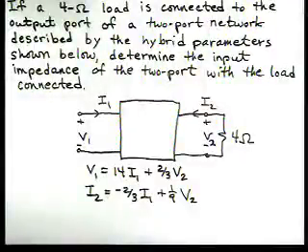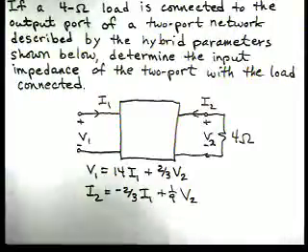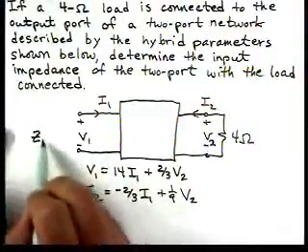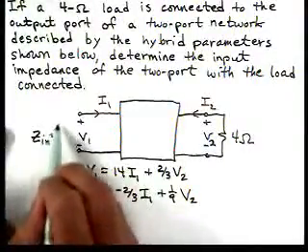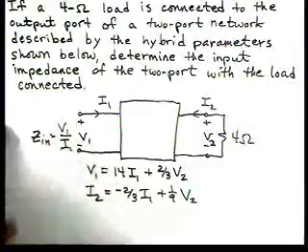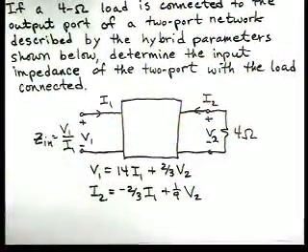In this problem, we're asked to connect a 4 ohm load to the output port of a 2-port network described by the hybrid parameters shown below. Determine the input impedance of the 2-port with the load connected. So the input impedance would be over here, and that would be the ratio of V1 to I1.